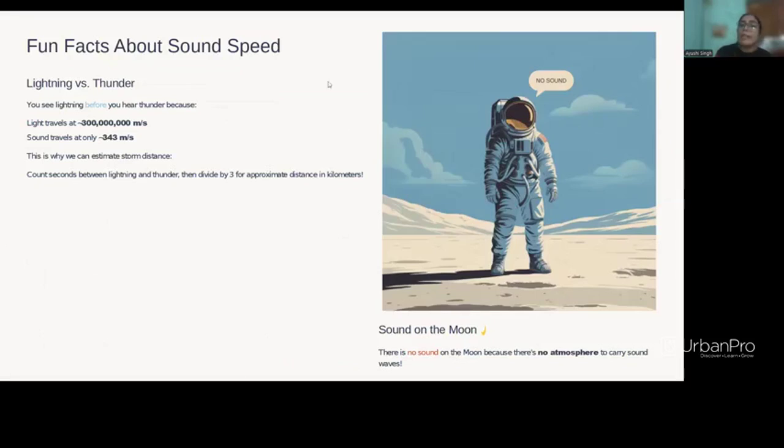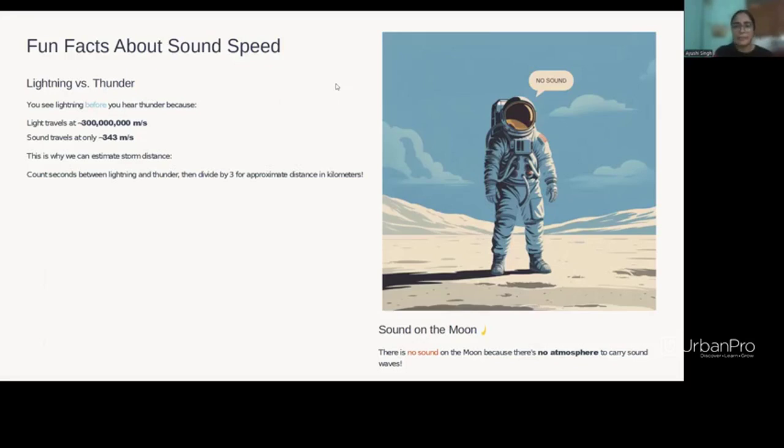Now, you know that light actually travels very, very fast. Within a blink of an eye, you can say this light is traveling, right? So it travels around 30 crore meters per second. But sound travels only 343 meters per second. That's why sometimes you will be able to see lightning before thunder. Lightning before thunder is happening because light is so fast that it will reach your eyes within an instant, but thunder, the sound, will take a little bit of time to reach your ears.